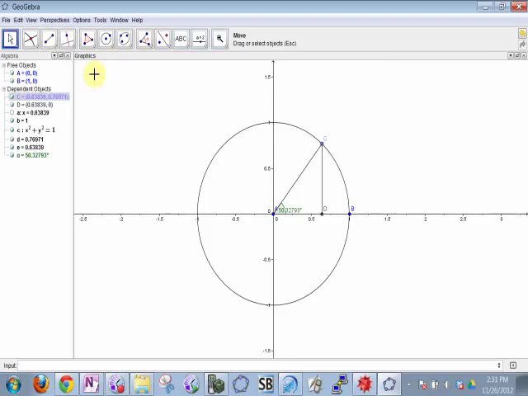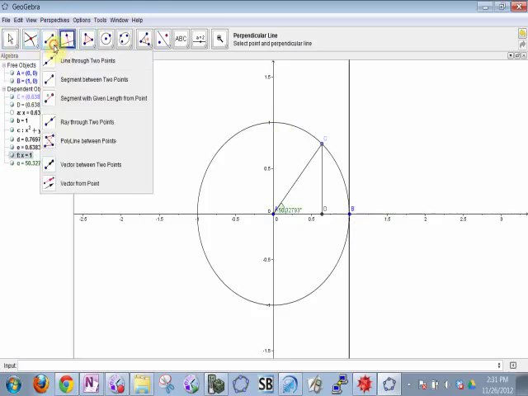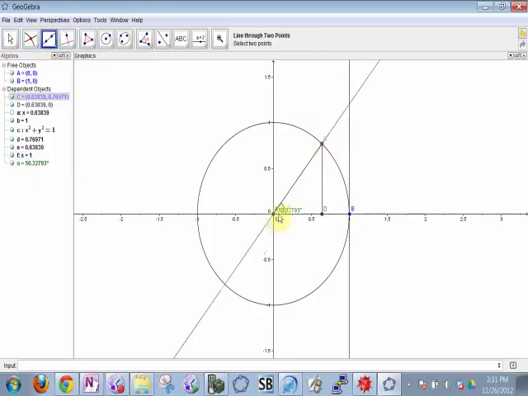Here's the adjacent side here, and here's an adjacent side of length 1. I need a right triangle that sits right here. So I'm going to make a perpendicular line to the x-axis going through that point B. So through point B, perpendicular to the x-axis. I'm also going to make a line going through this hypotenuse to extend it, and I want to mark the point where this line intersects this line. That's great. Now I don't want to see lines, so let's hide those.